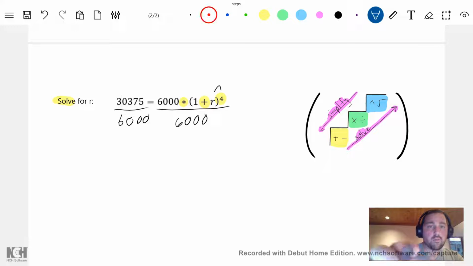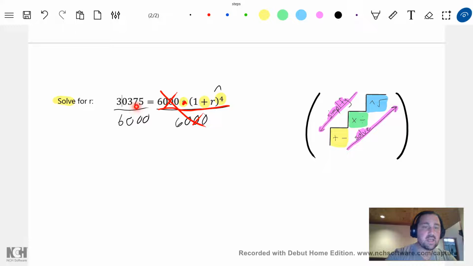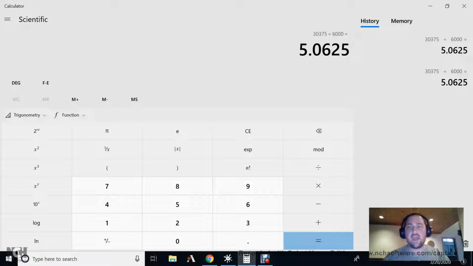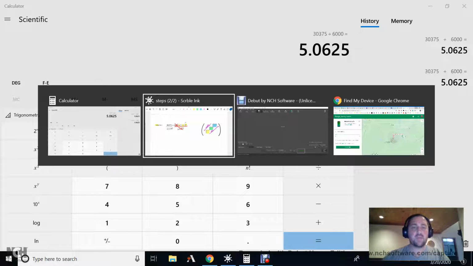Now, on the right side, these cancel out. That's the whole idea of inverse operations: when you have times 6,000 and divide by 6,000, they cancel out and they're gone. Then we have to figure out what the left side is going to be equal to. I'm going to use my computer calculator, which is pretty straightforward. So that's 30,375 divided by 6,000. This is a lot like your cell phone calculator. It gives 5.0625.